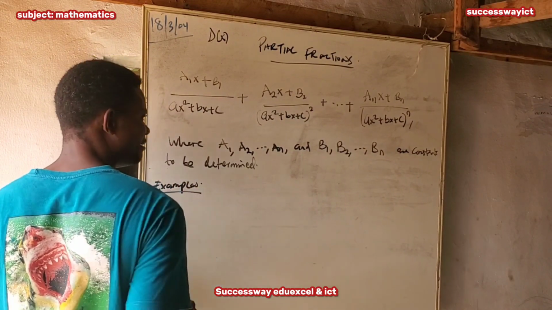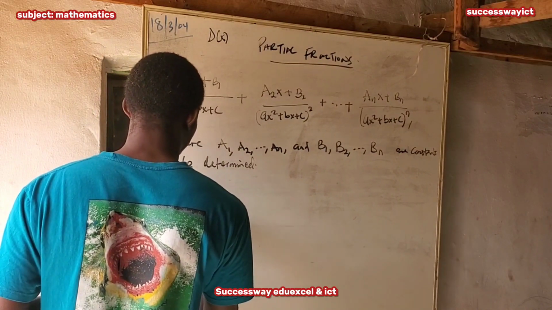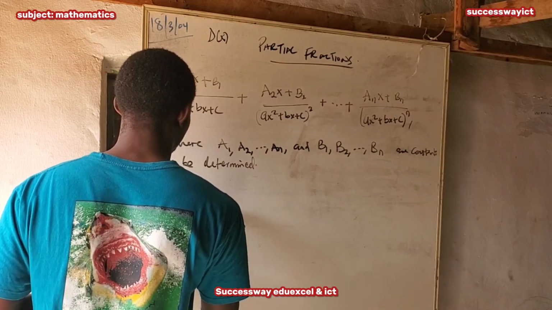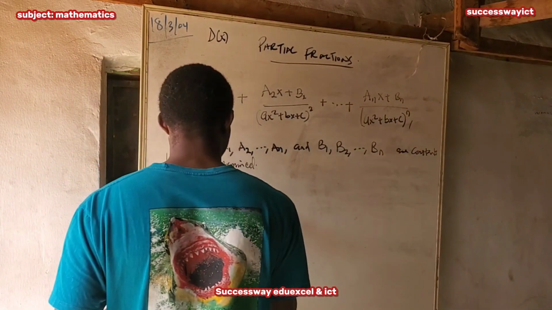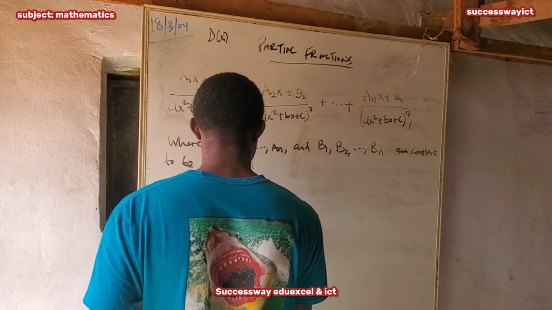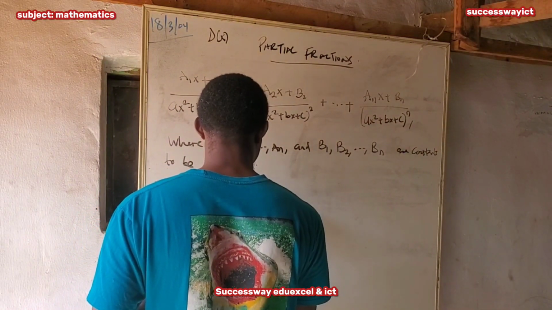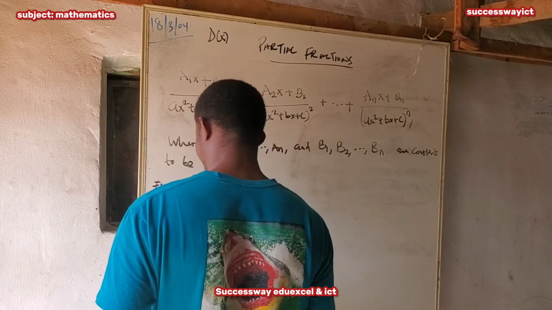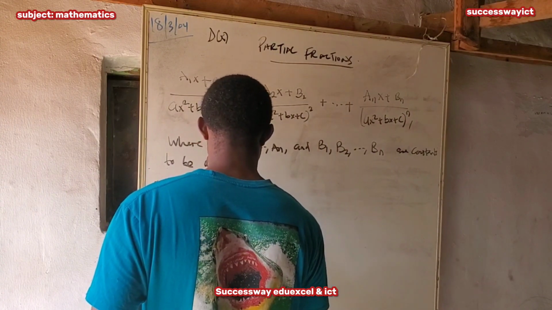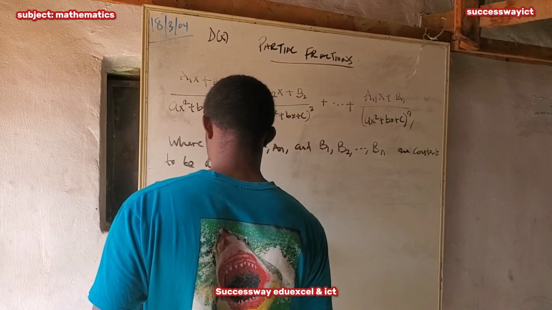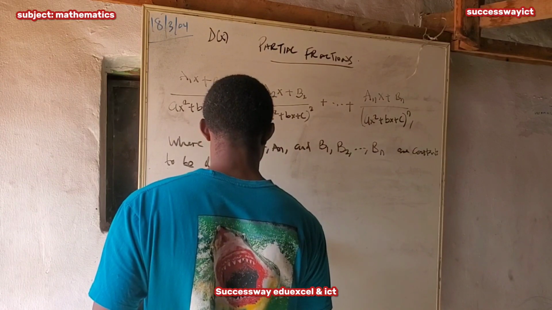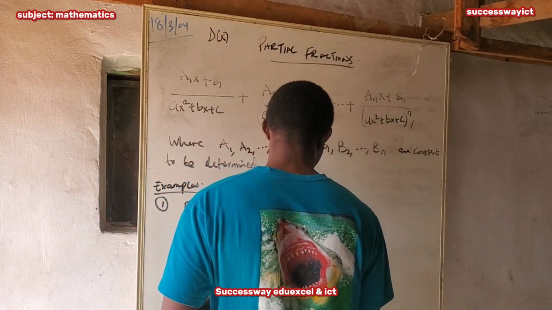Let's look at some examples. Resolve 7x minus 25 into partial fractions.